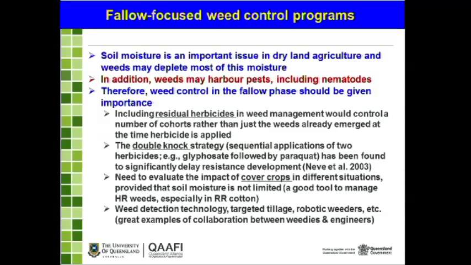Something like including residual herbicides that would control a number of cohorts, rather than just relying on post-emergence herbicides. The double knock strategy, if people don't know, means the sequential application of 2 herbicides. That's very common now in the northern region. Glyphosate followed by paraquat has been found to delay resistance.